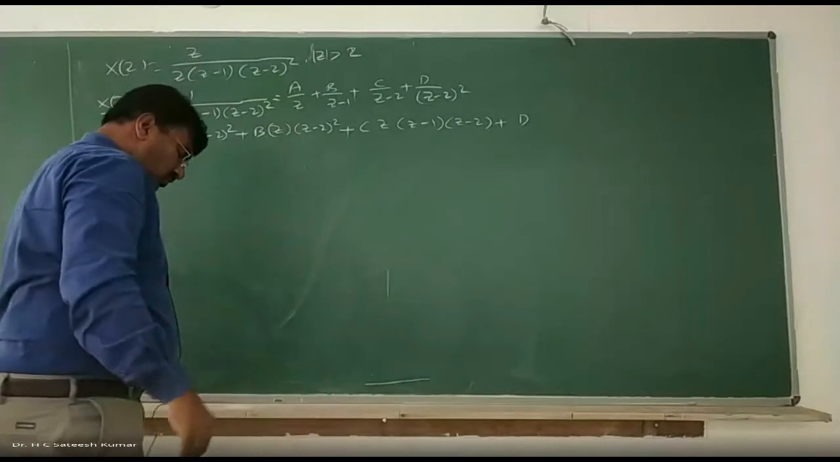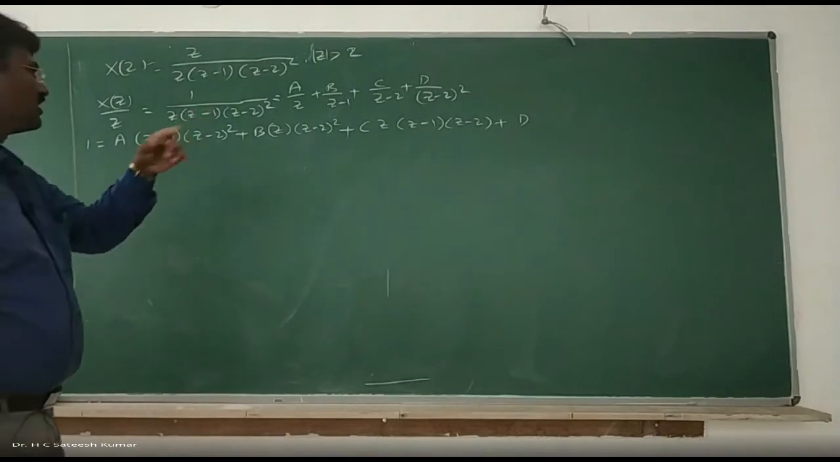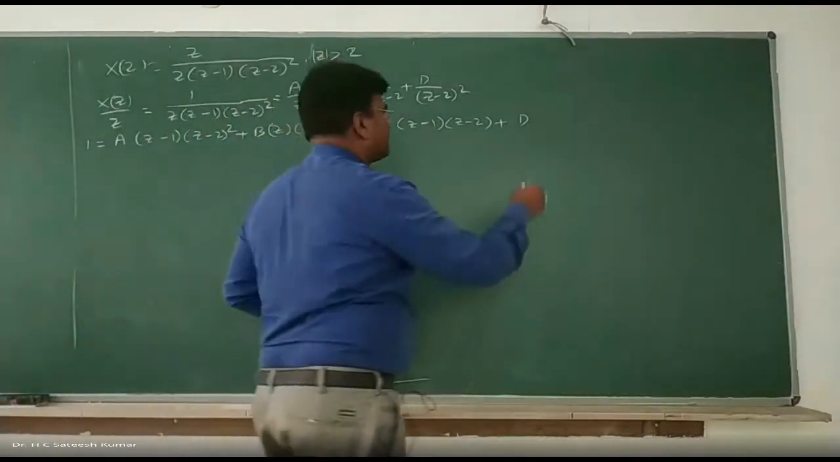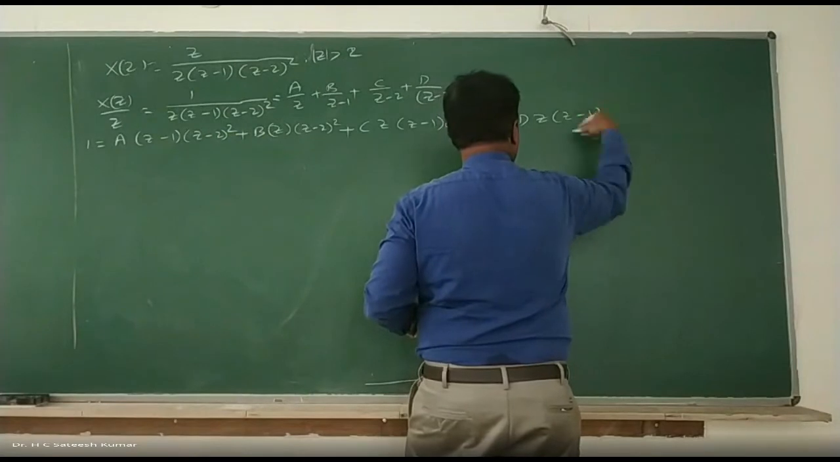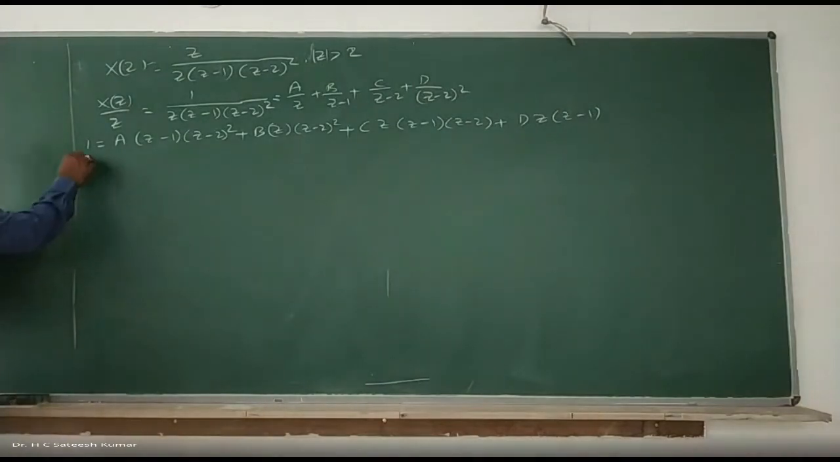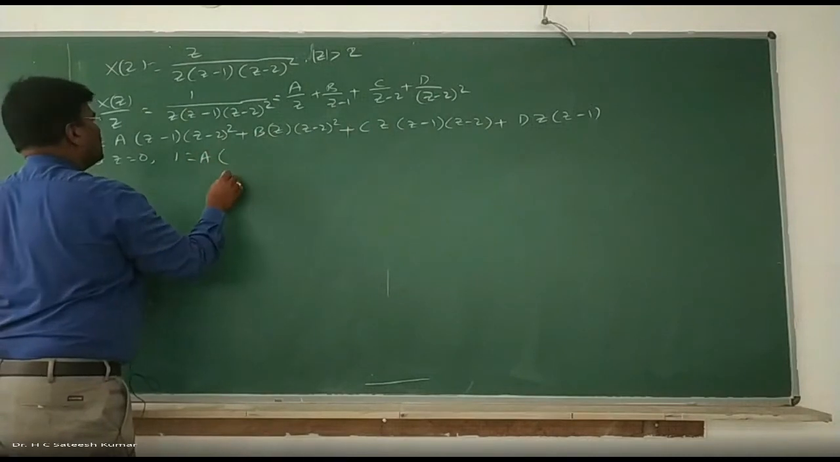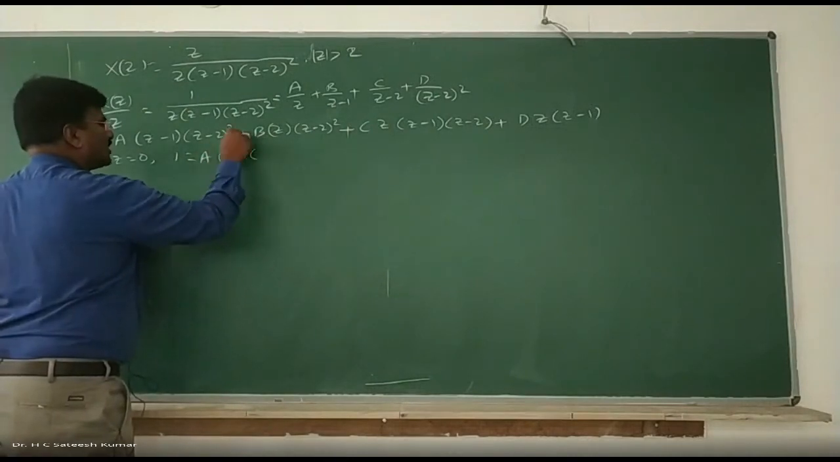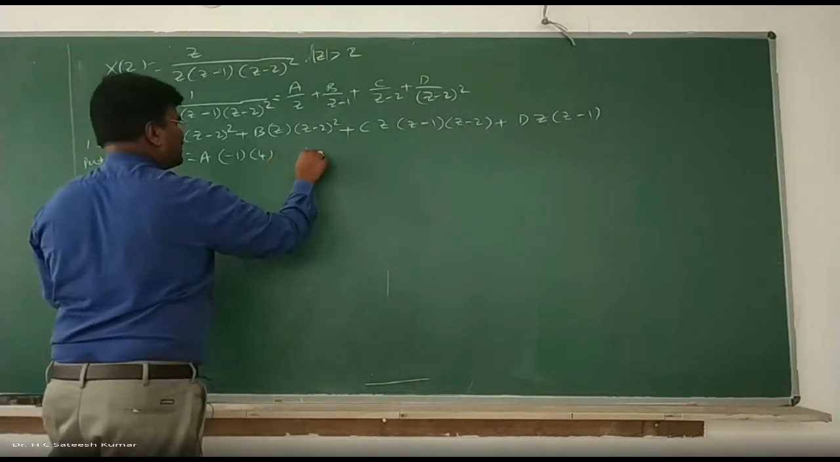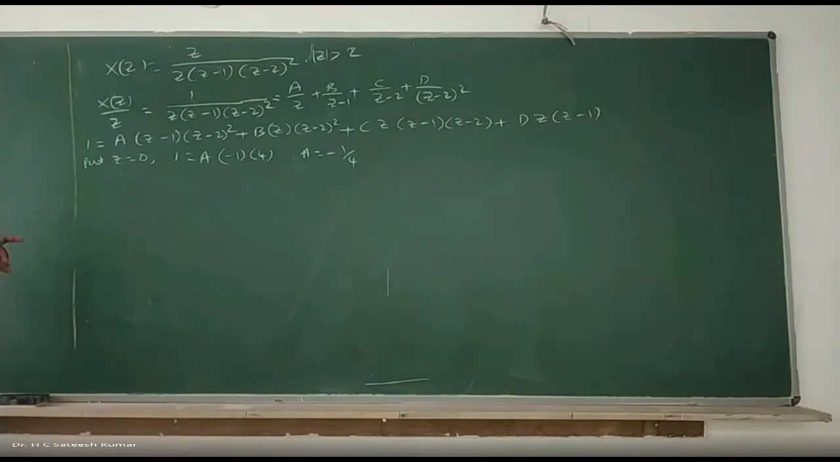What will you get? C into z into z minus 1 into z minus 2, plus D into, divide by z minus 2 whole square. What is left out? z into z minus 1. So now put z is equal to 0. 1 is equal to, first one, yes, 0 means the last one is also 0. A into minus 1, minus 2 whole square is 4. Therefore, A is equal to minus 1 by 4. Yes, minus 2 whole square is plus.